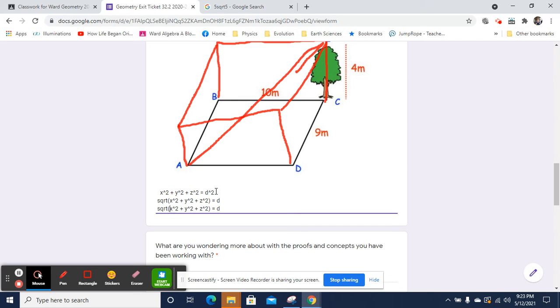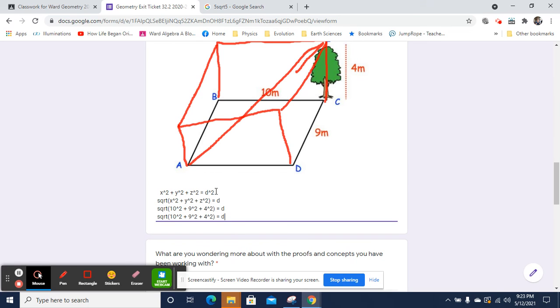Let's say x squared is the length, so we'll call that 10. The width is going to be 9, and the height is 4. And this is all in meters. Okay, 10 squared is 100. 9 squared is 81, so now we're up to 181. And 4 squared is 16. So 181 plus 16 is going to be 197. We're so close to a perfect square actually at that point.